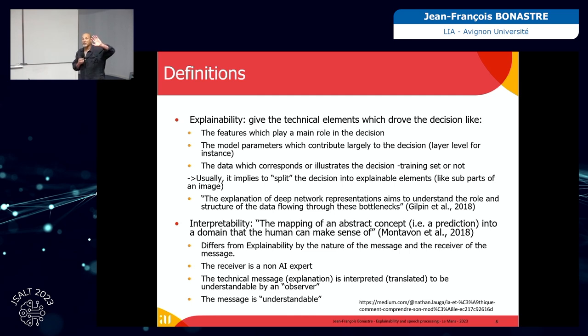So explainability finds the technical elements inside the data or inside the training set, the way you train it, inside the training protocol, which explain why, in one specific situation or in general, a system is taking a decision. It's technical elements. Interpretability is how to translate these technical elements into natural language for a user, depending on the user and depending on the user's area, which is really more challenging than explainability only.